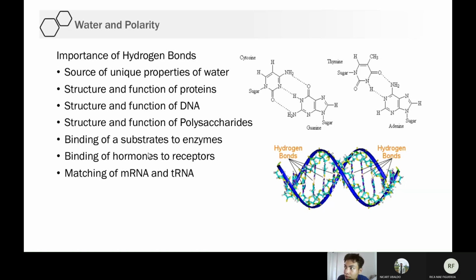Okay? And then lastly, we have the matching of mRNA and tRNA that is important kapag tayo ay gumagawa ng proteins. So sila yung mga ginagamit to create proteins and other molecules sa ating katawan. Okay? So kung mapapansin natin, ang daming ganap ni water sa ating katawan.